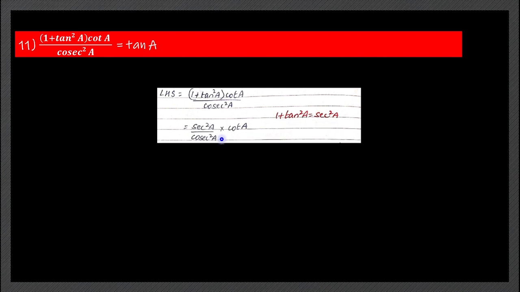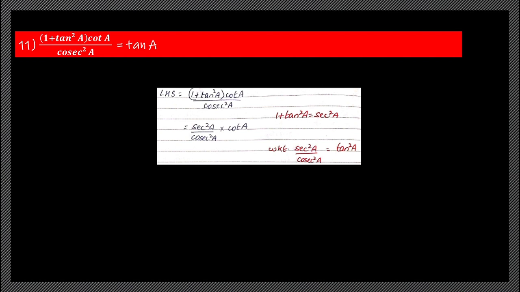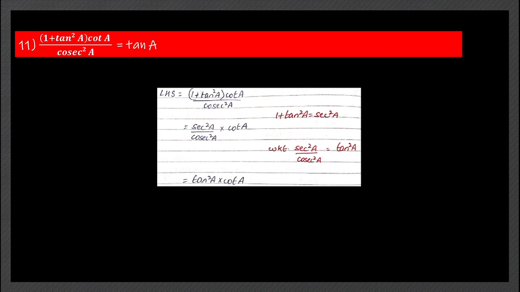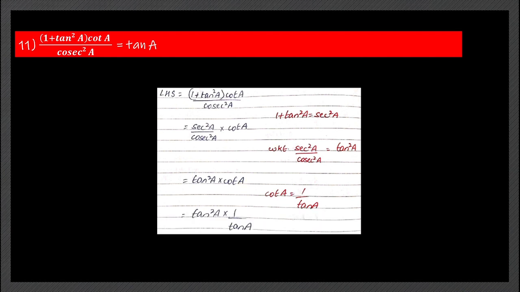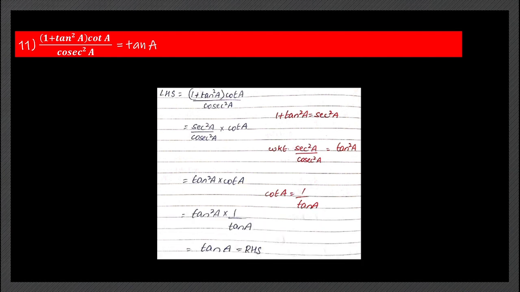Then secant square A divided by cosecant square A into cot A. Secant square A divided by cosecant square A is nothing but tan square A. Tan square A into cot A. Tan and cot are reciprocal relations. So cot A can be written as 1 by tan A. Tan square A into 1 by tan A will give us tan A itself, which is expected at RHS. Hope this is clear.